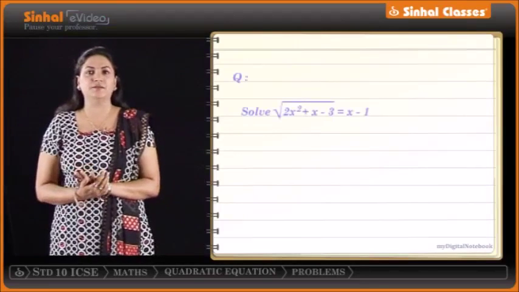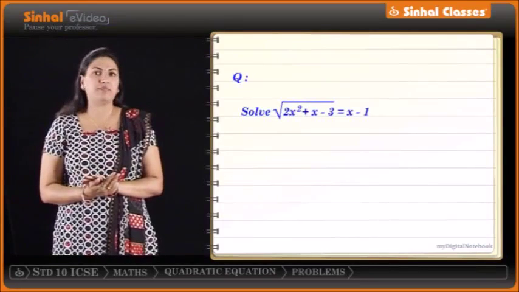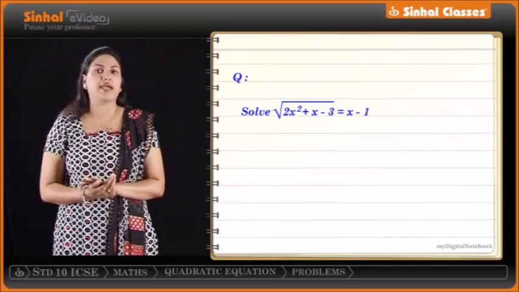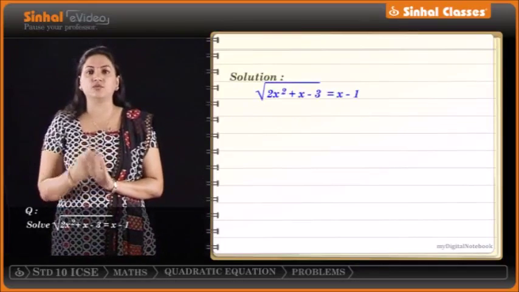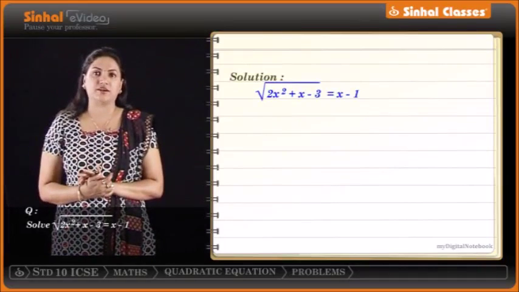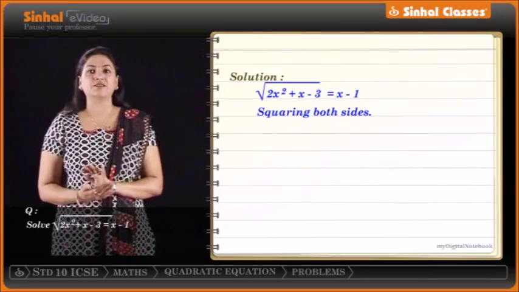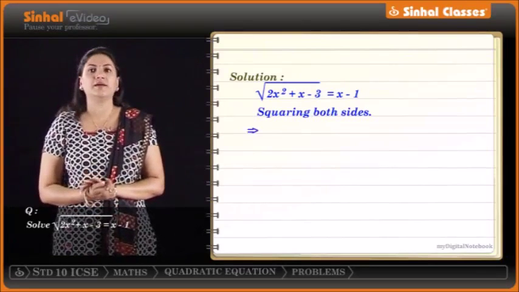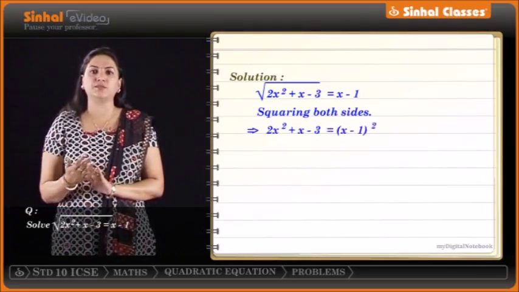Here's the next problem. Solve root of 2x square plus x minus 3 is equal to x minus 1. Now in this case, we have the root sign. We want to get rid of that. So we square both the sides. Now squaring both the sides, we get 2x square plus x minus 3 is equal to x minus 1 the whole square.